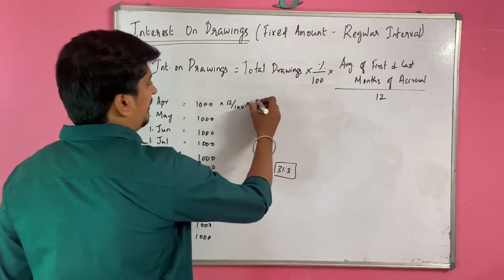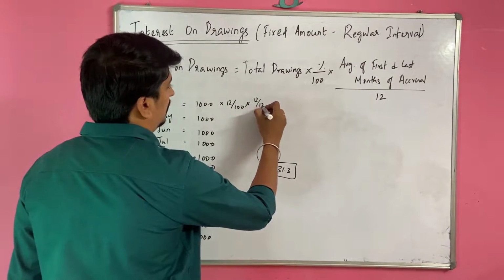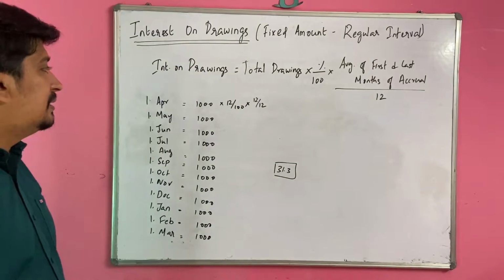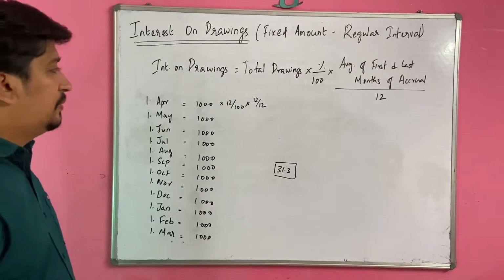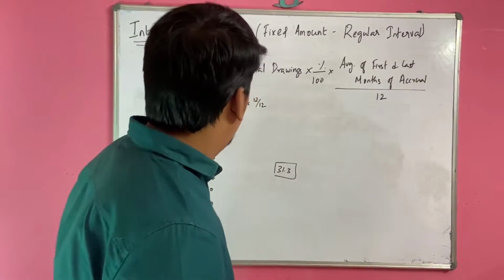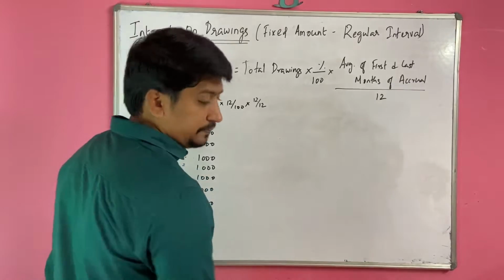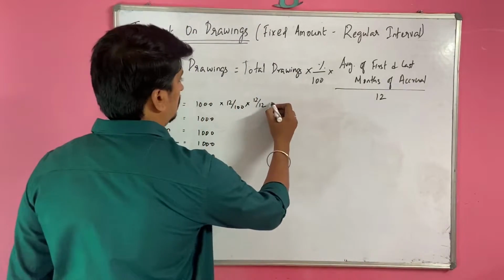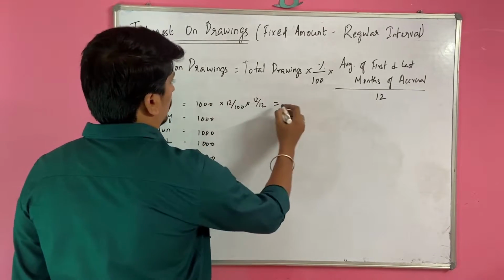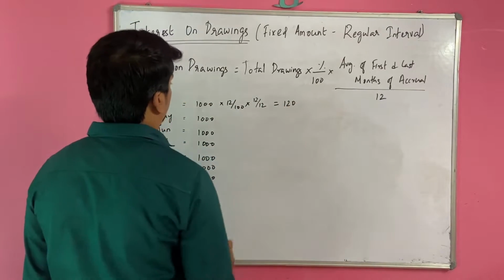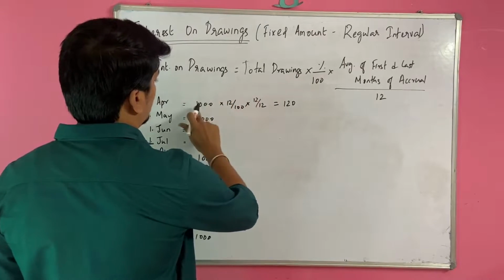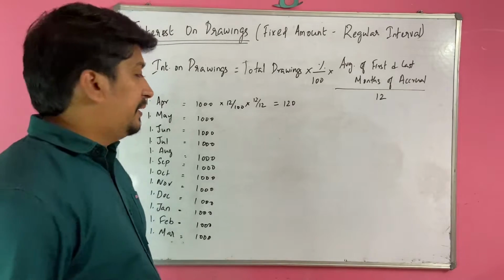Which means 12 by 12. You do not need to put that, because 12 by 12 is 1, and anything multiplied by 1 is the same number. So you don't even need to put it if it is 12 by 12, but I will put it now just for our calculation. It comes to 120. This 12 and 12 get cancelled, 20 will get cancelled, 10 into 12, 120.